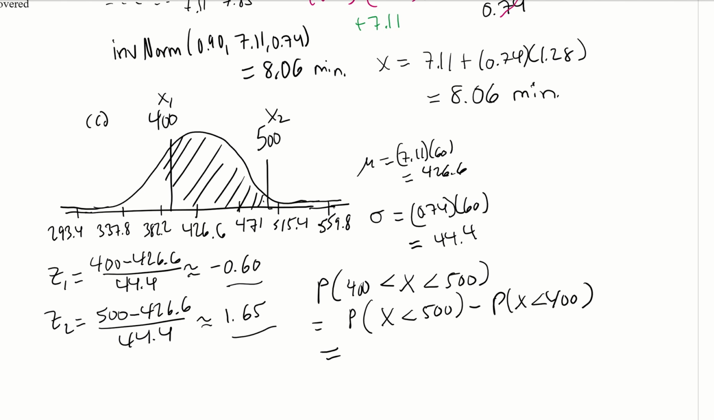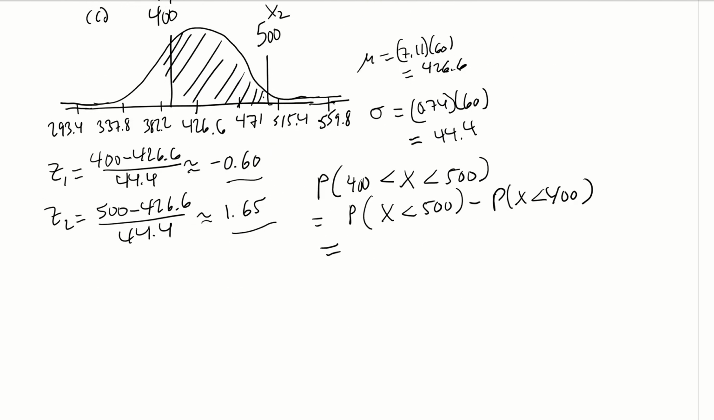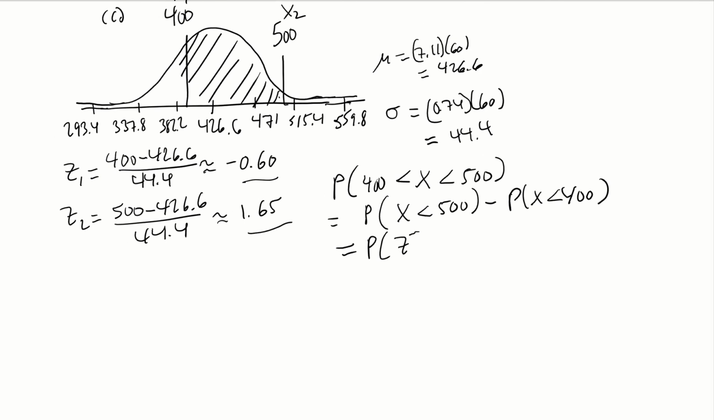Okay, so when x is less than 500, that means we're looking for a z-score of 1.65, right? So let me translate to the two z-scores. This translates to the probability that z is less than 1.65, minus the probability that z is less than negative 0.60. Okay, so that's how that translates to z-scores.